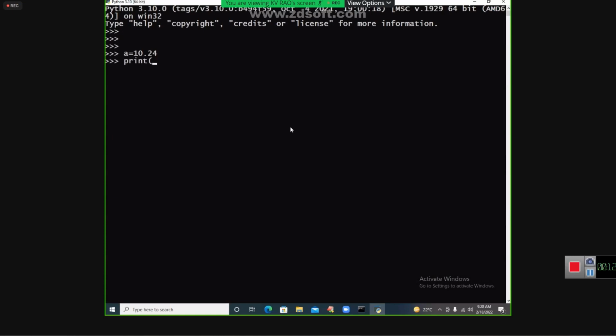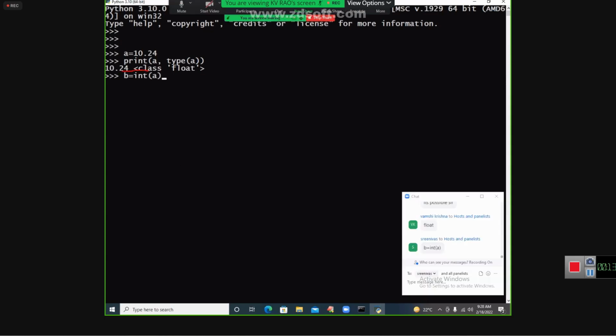Actually, once you catch this one point of conversion, other things are dead easy. Type of A. See that 10.24 is what type? Float type. I want to convert this value into int type. How do you do it? B is equal to int of A. This is a very, very important point here. B is equal to int of A. What is the value of A? 10.24. We want to convert it into an integer.